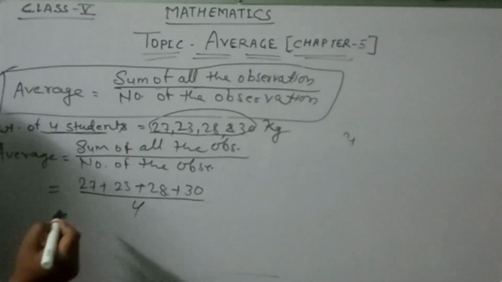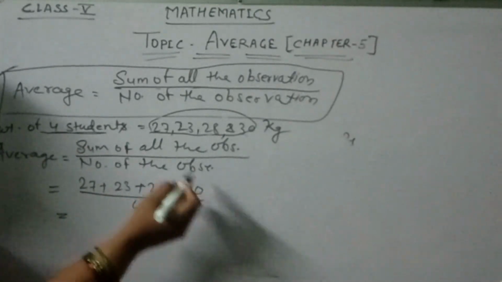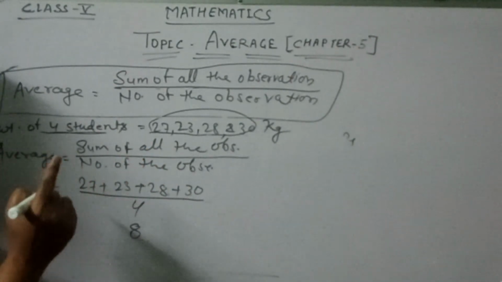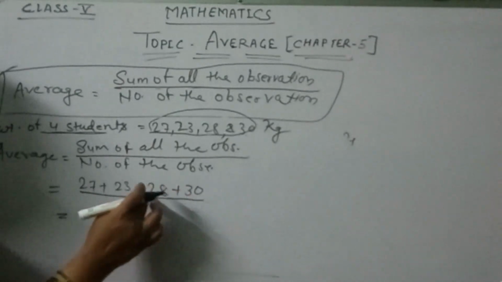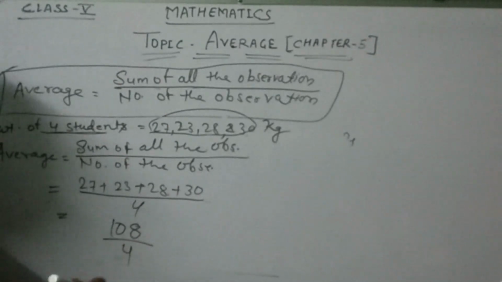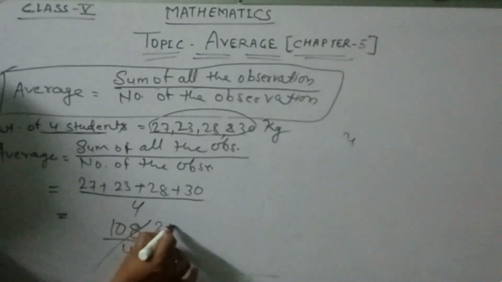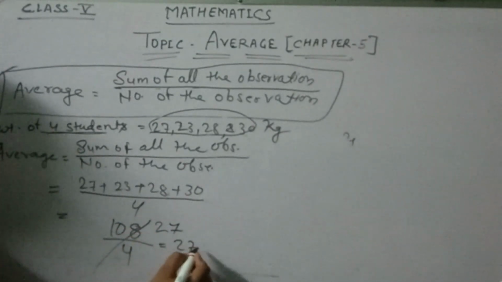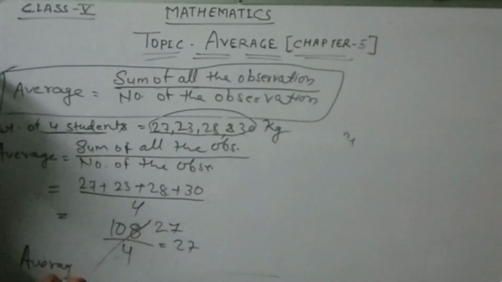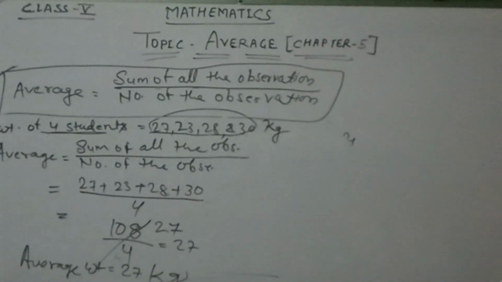Add the numbers. First we add the ones: 7 plus 3, 10, plus 8, 18, plus 0, 18. What do we write? 8. And the carry is 1. 1 plus 3, 4, plus 2, 6, plus 2, 8, plus 2, 10. We write 4. And divide this number by 4. 4 twos are 8, 4 sevens are 28. What is the average weight? The average weight is 27 kg. We denote weight by kg.